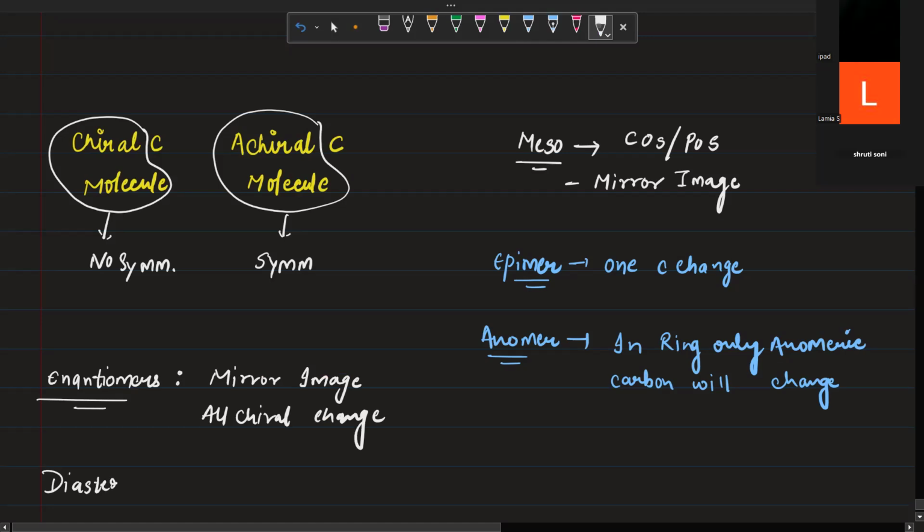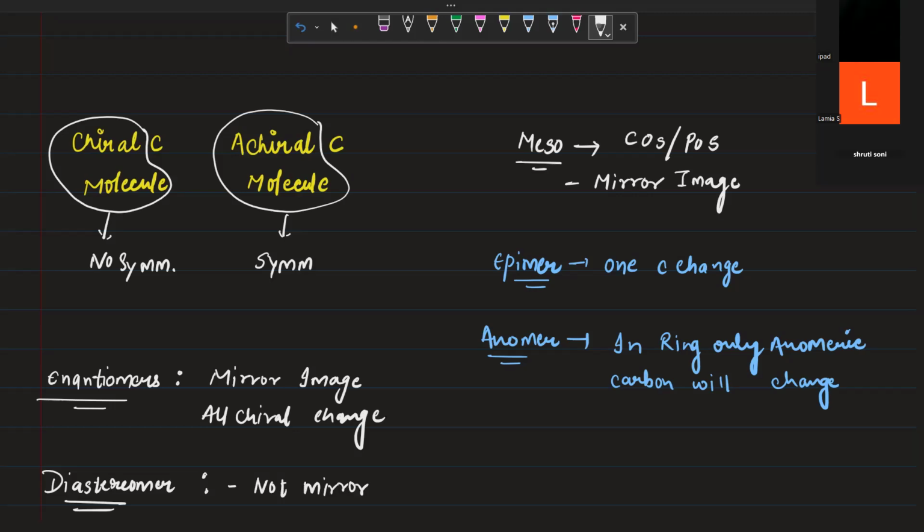Diastereomer is different from enantiomer in that not all the centers will change, but at least one or more. Absolutely. And they are not mirror images. Great. Okay, so these are the basic terms which we are using. Then the next part is Fischer, 3D, Newman, and so on.